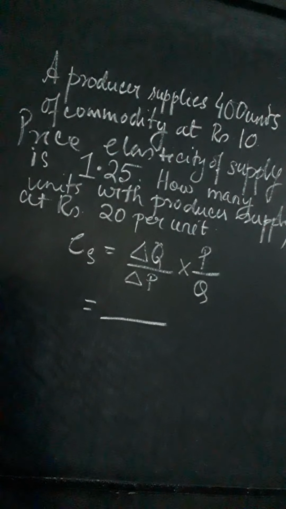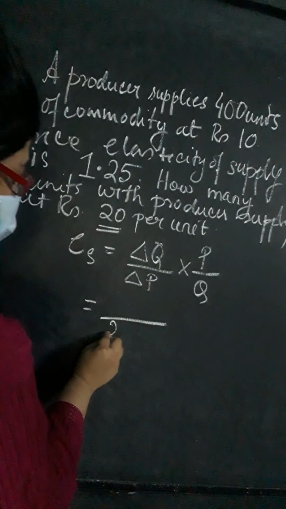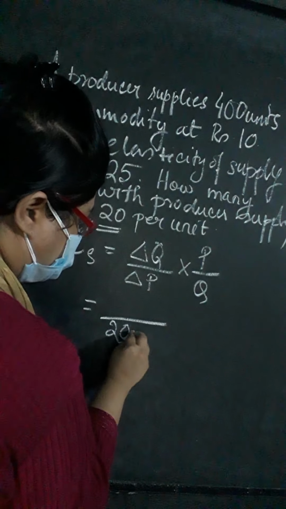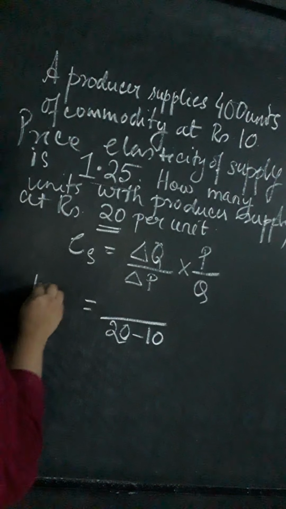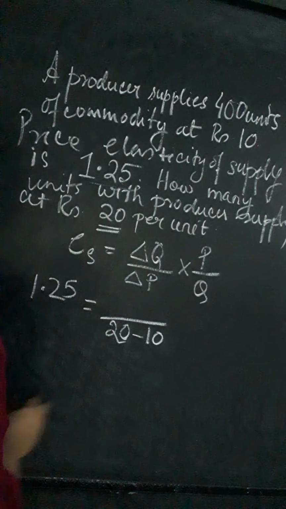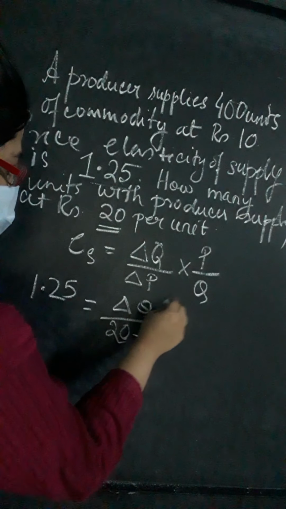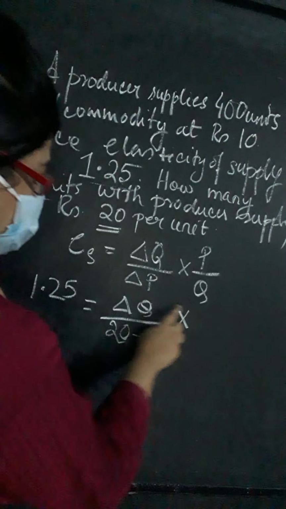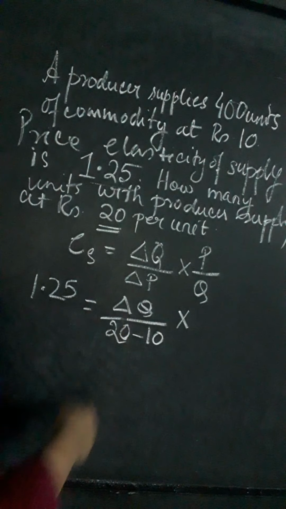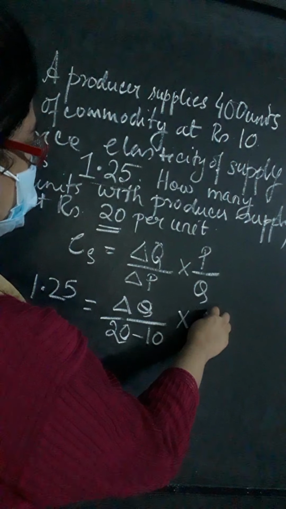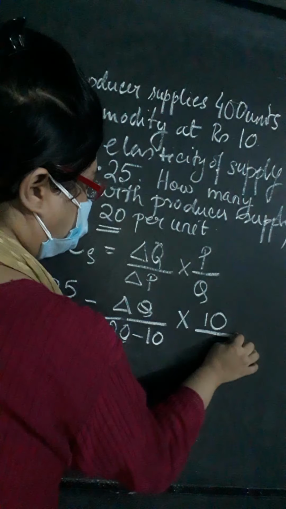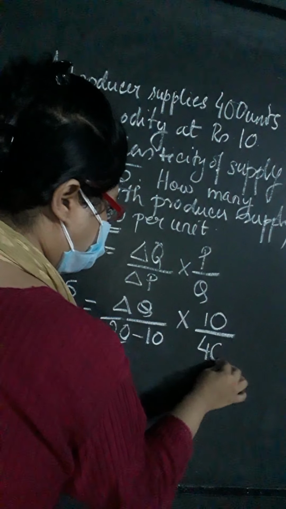So the initial price is given and the final price will be 20. So the final price is 20 and the initial price is 10. The elasticity's value is also given, 1.25. Change in quantity we need to find out. We cannot find the change. Why? Because the final quantity is not revealed. Only the initial quantity is given, into price, the initial price 10 by the initial quantity 400.